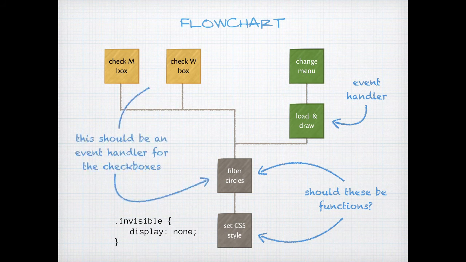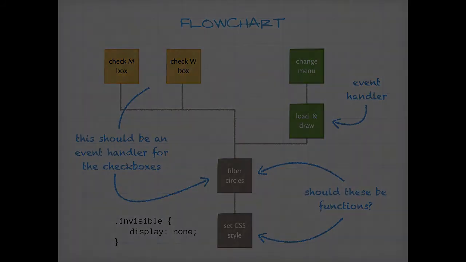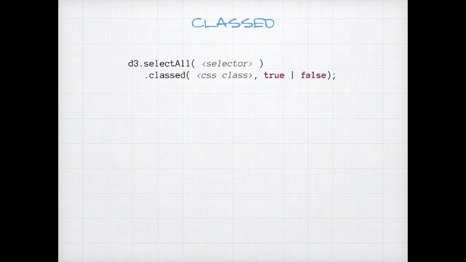What else is nice now is that I need to attach an event handler to each of those two checkboxes. And in this case, now I can see where that should go. The event handlers for the checkboxes should just be this filter circles function. We don't have to do anything with the data set. We don't have to load a new one. We don't have to remove stuff. We don't have to add stuff. All we're working with for these two checkboxes are CSS styles. That's easy. Let's look at the D3 that we can use here.